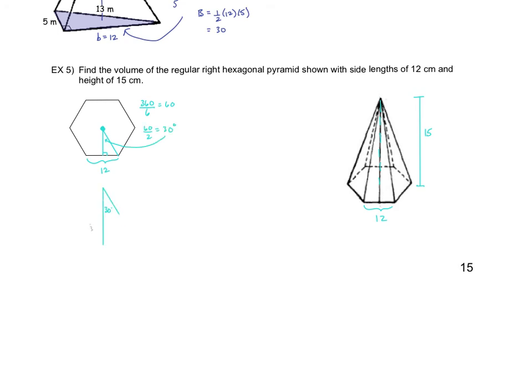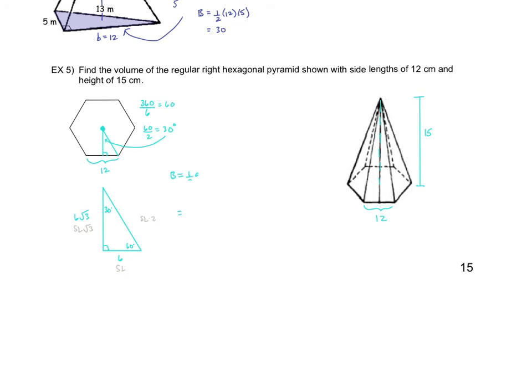So keep in mind, right? This is our 30-60-90 triangle. So we know we have our short leg, we know we have our short leg times 2, and we know we have our short leg times root 3. We know our short leg is half of 12, so it's 6. So that means our long leg, which is our short leg times root 3, will be 6 root 3.